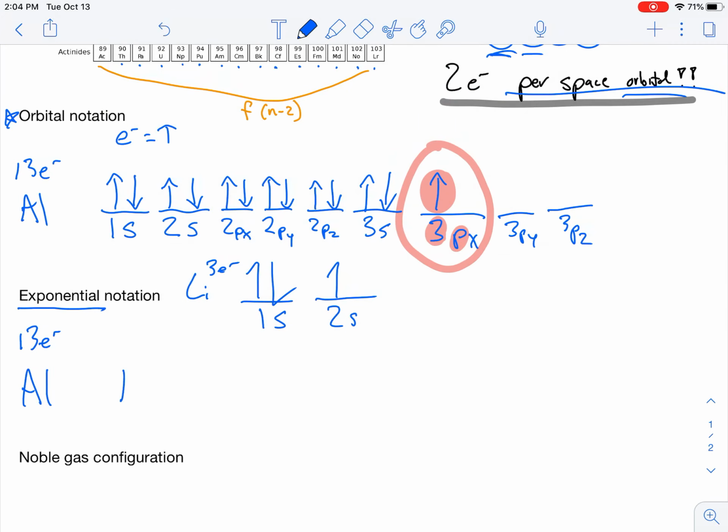Meaning, with aluminum, I'm going to start with my 1s, and I'm going to put an exponent of 2. That is the same information shown here, just a shorthand version of it. You might say, well, why is orbital notation important? Trust me, it's important. When we talk about bonding, it's going to show you how bonds actually occur. But for now, you'll think it's a waste of your time. I assure you it's not.